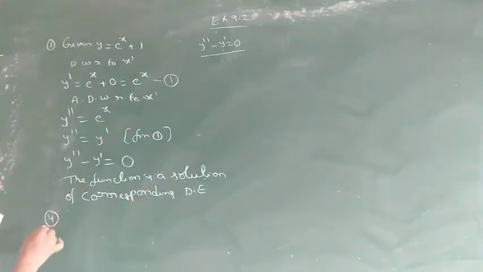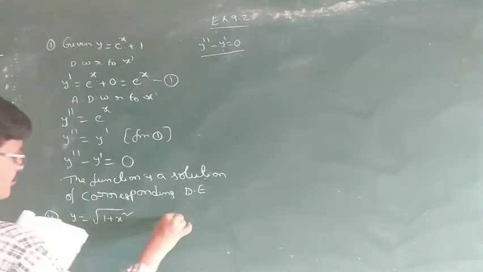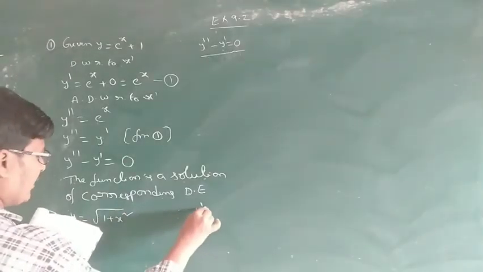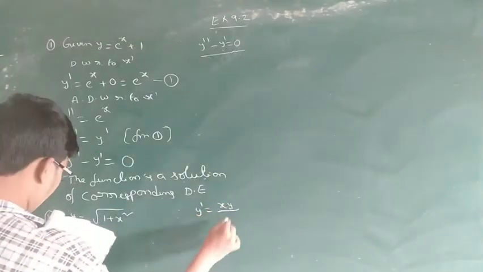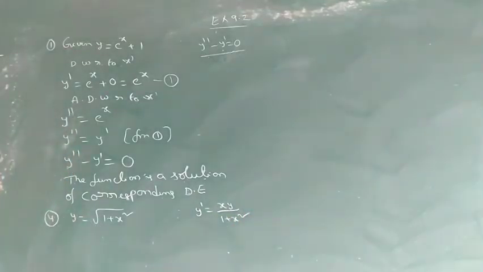fourth problem. Y is equal to root of 1 plus x square. The corresponding differential equation is y dash is equal to xy by 1 plus x square. So first differentiate with respect to x. Y dash is equal to derivative of root x, which is 1 by 2 root x.